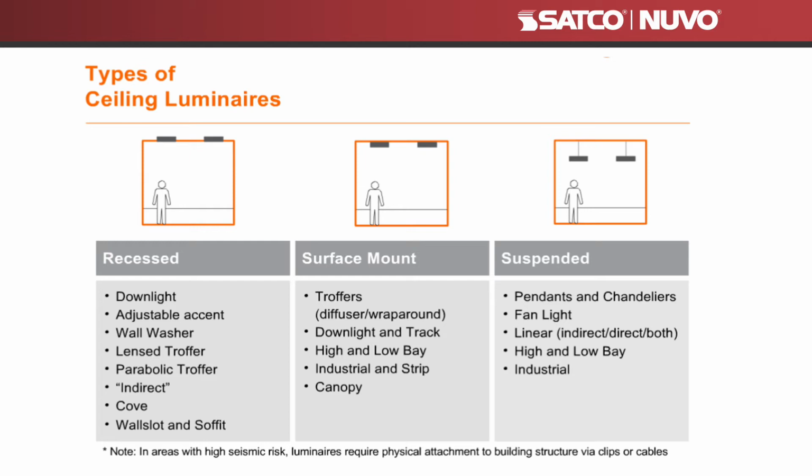High and low bays, those are almost always suspended. They're up so high, so if you can lower by 2 or 3 feet, you need fewer fixtures or get higher foot candle levels. And those are almost always used in industrial or high ceiling applications.